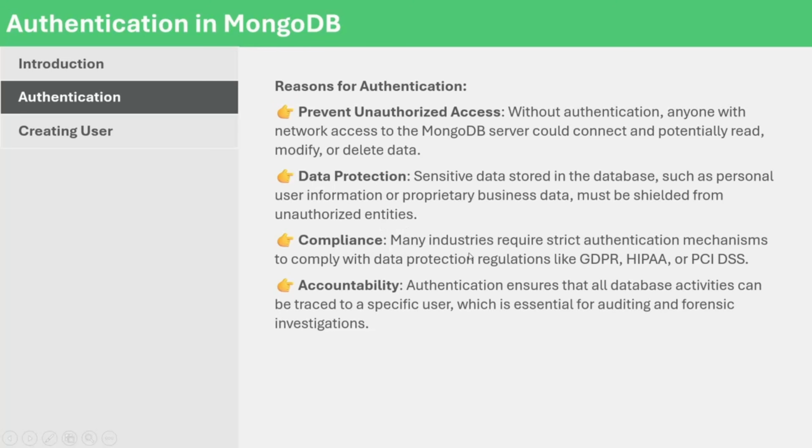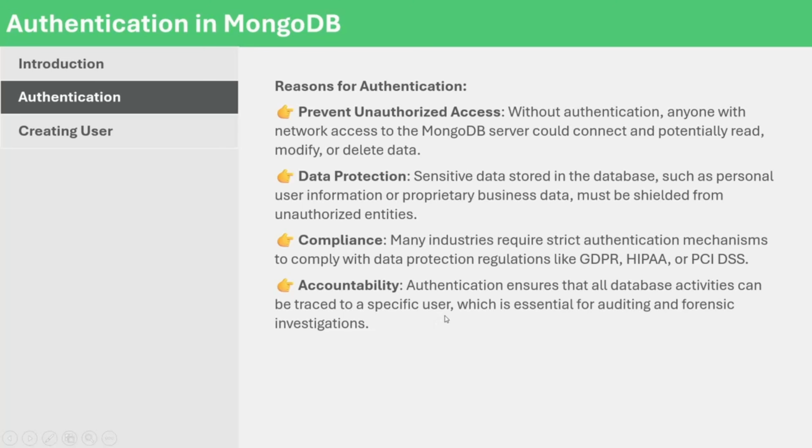And many industries require strict authentication mechanisms to comply with data protection regulations. So basically, using the authentication process, we also implement compliance. And then authentication also ensures that all database activities can be traced to a specific user. So if a user with some malicious intent tries to perform an operation which can lead to data discrepancy, in that case, if authentication is already enabled on the MongoDB server, we can trace back to the user who has performed that action. And this is essential for auditing and forensic investigations.